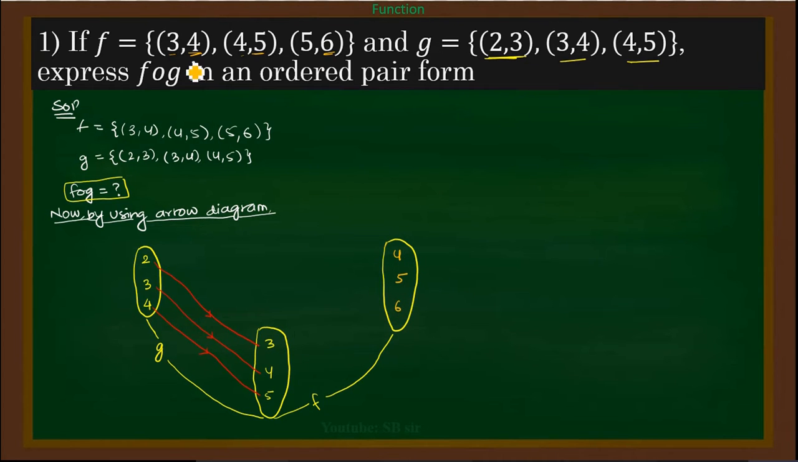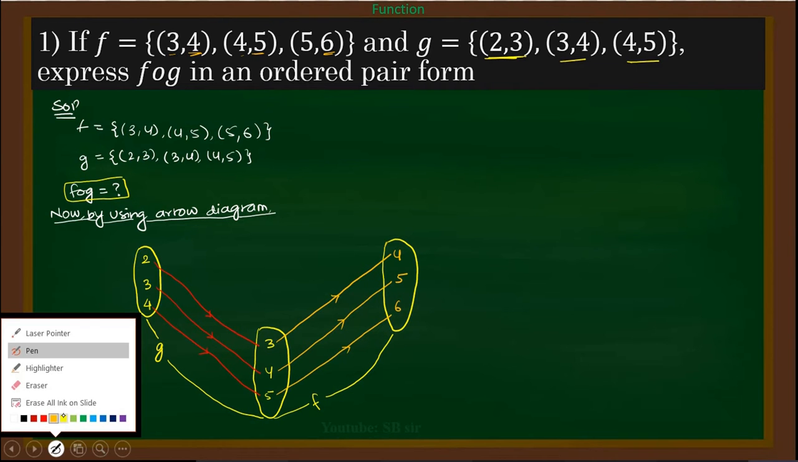Let's do the mapping also. 3 is mapped with 4. 4 is mapped with 5. And 5 is mapped with 6.